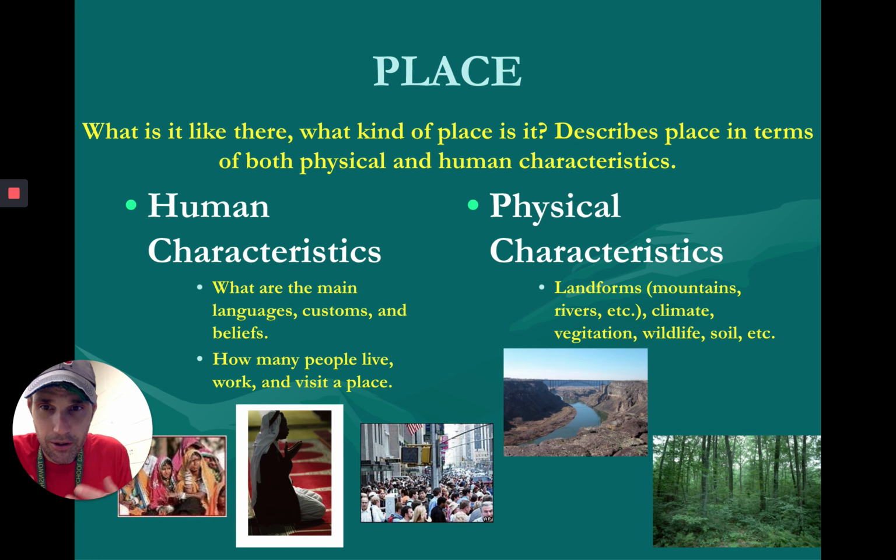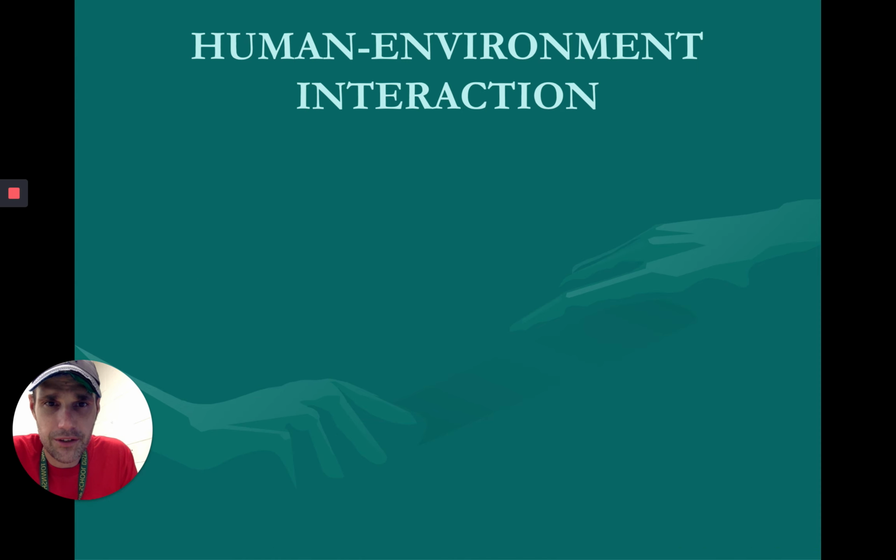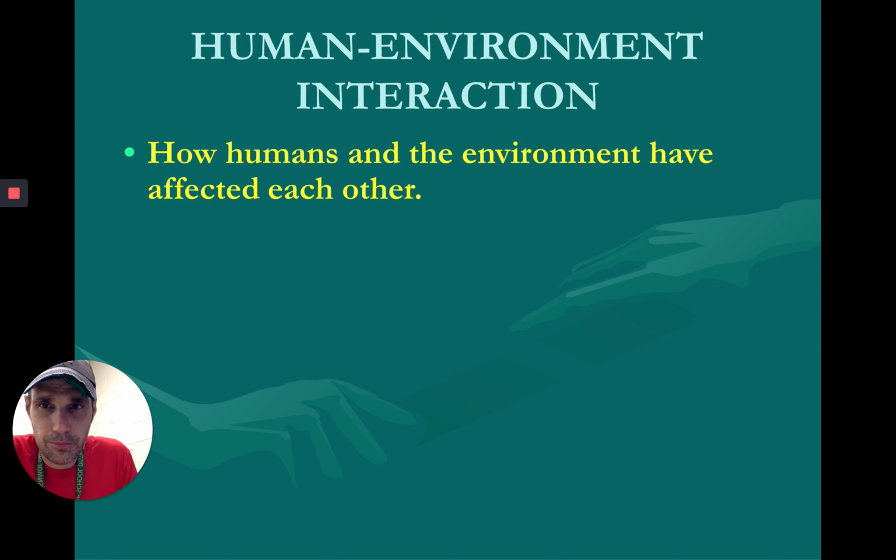Human characteristics, again, are what the people in that area are doing. And there are two types of places, as you will see in the video using Minecraft. Now, here's the most important thing, as I said earlier, human-environment interaction. And this is how you and I engage with our environment, and how it affects that environment.